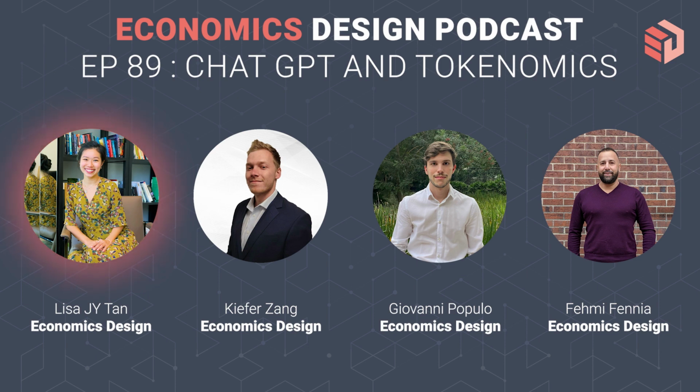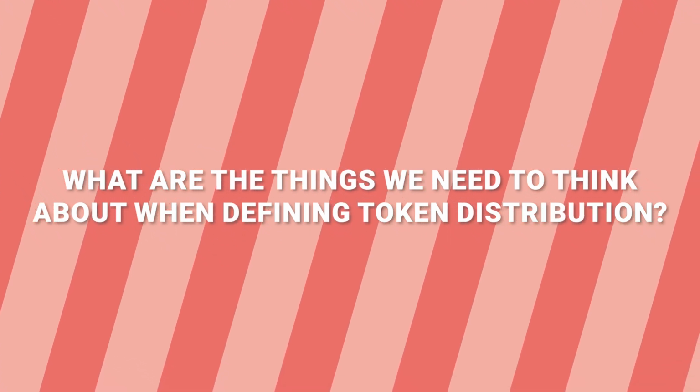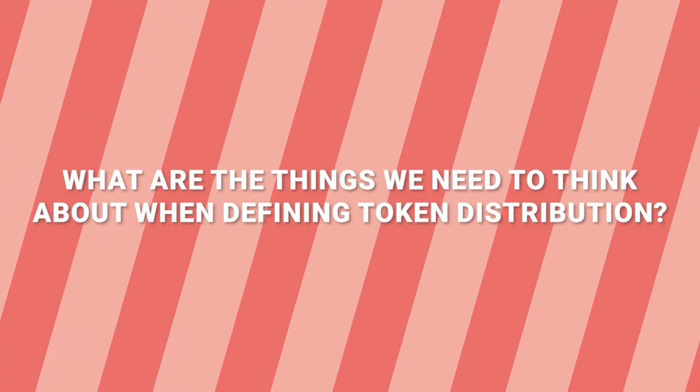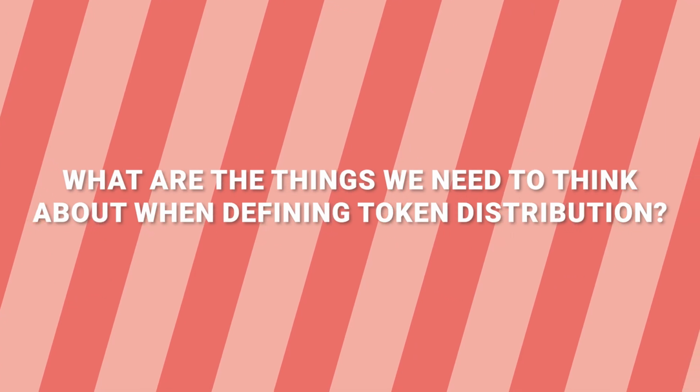One thing that they have is the distribution to the various kinds of economic agents: we developers as an economic agent, investors, a reserve fund, which I guess is the DAO, and a public sale. Do you have any thoughts around that? Is it good to just create a distribution like that? Or if not, what are the things that we need to think about when defining token distribution?